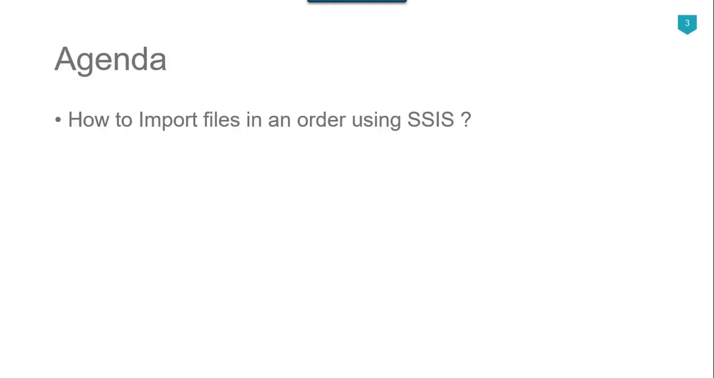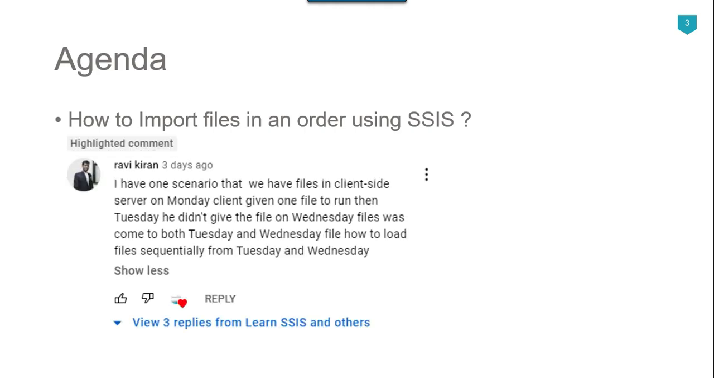So the agenda of today's video tutorial is how to import files in an order using SSIS. Recently I got a question from one of my subscribers, Ravi Kiran. I have one scenario where we have files on a client-side server, and on Monday the client gave one file to run, then on Tuesday he didn't give the file, and on Wednesday the files for both Tuesday and Wednesday came. So how do we load files sequentially from Tuesday and Wednesday?